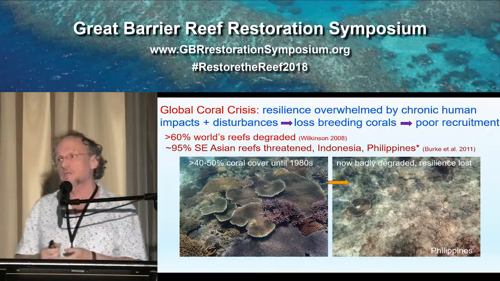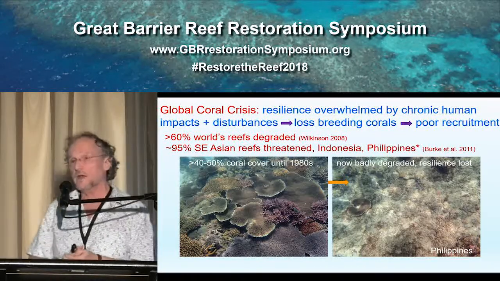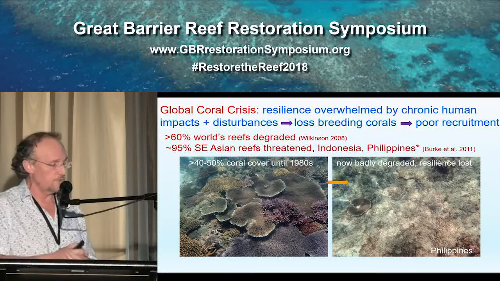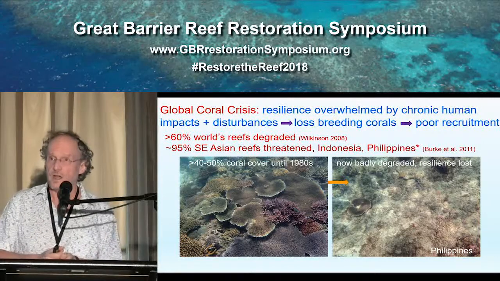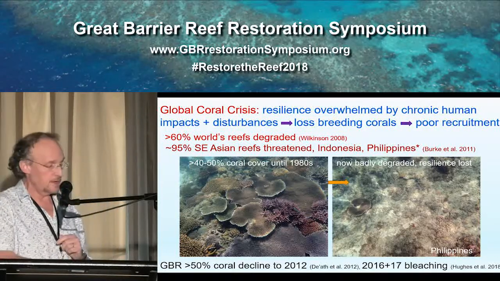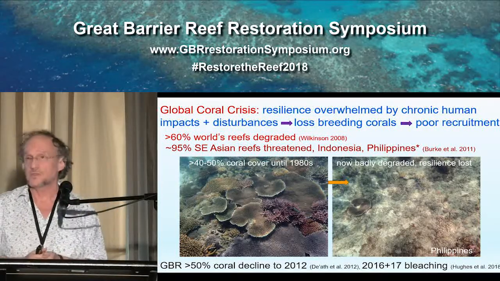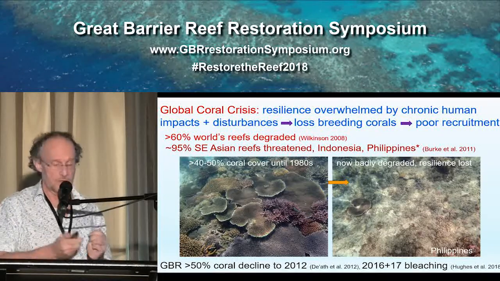So you can see that in the 1980s we had very high coral cover on these reefs. Typically what you find now is the image on the right-hand side, phase shifted, highly degraded, very low coral cover. And of course the problem for us is that this is happening increasingly on the Great Barrier Reef.